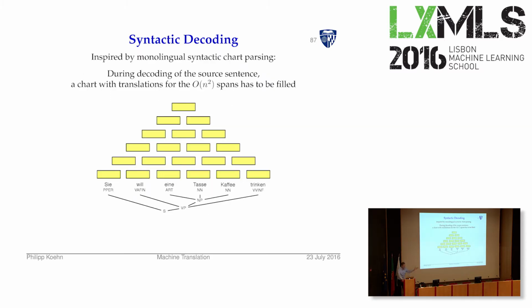Okay, so this is kind of the space that you have to fill. There are all these possible spans that can be filled with constituents. And you basically process this bottom up. And that way, you can then figure out on the top what is the best constellation to explain the entire sentence.